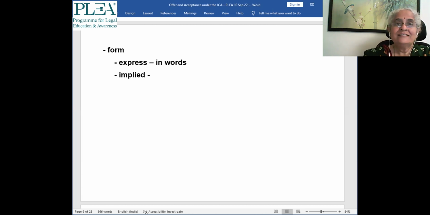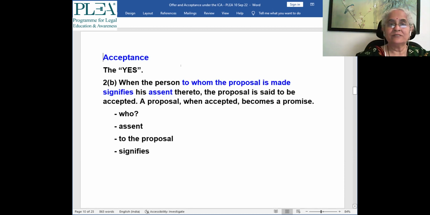Here, my sending the goods to you with the condition is implied because it is in the nature of conduct. I, of course, told you a situation where terms and conditions are attached to it. But this is just sending the goods, and when they are accepted, claiming the price. That can be an example of an implied offer. Let us come now to acceptance.